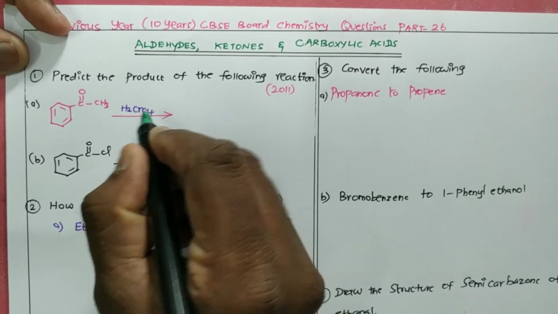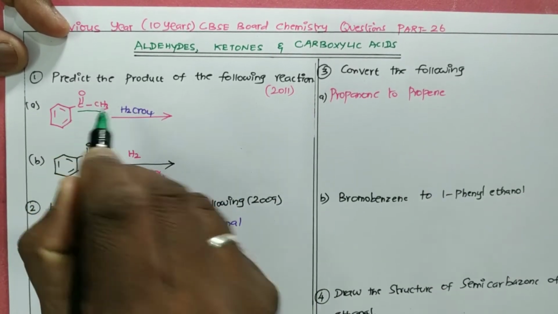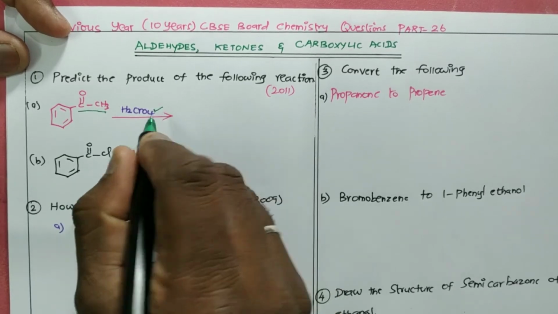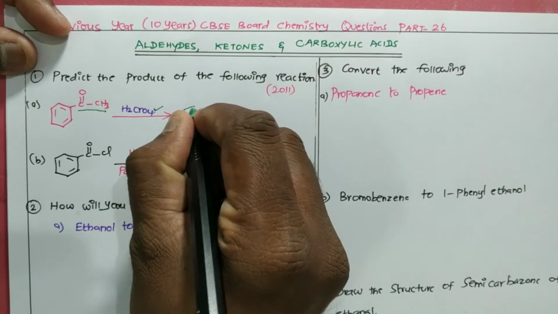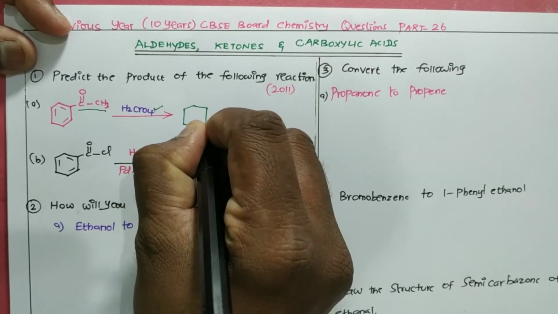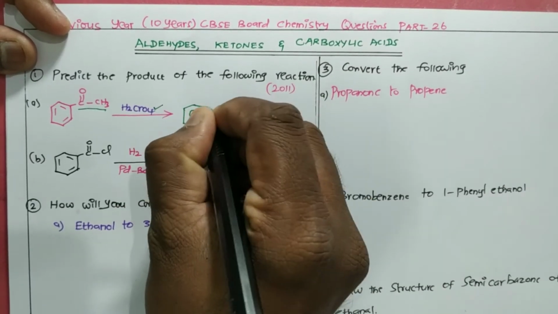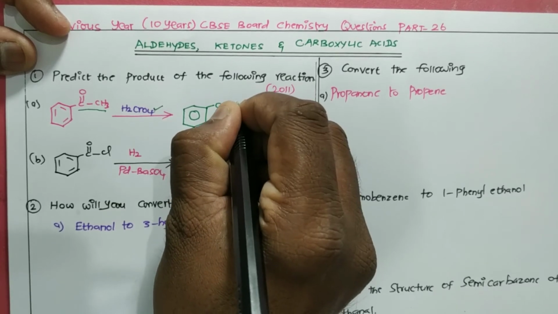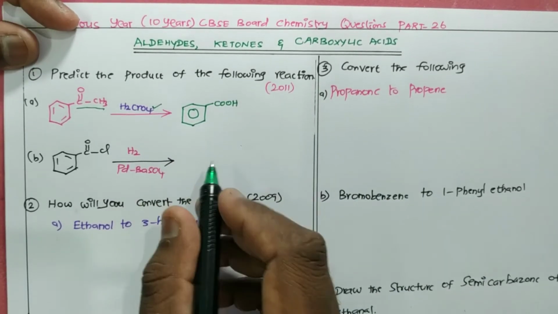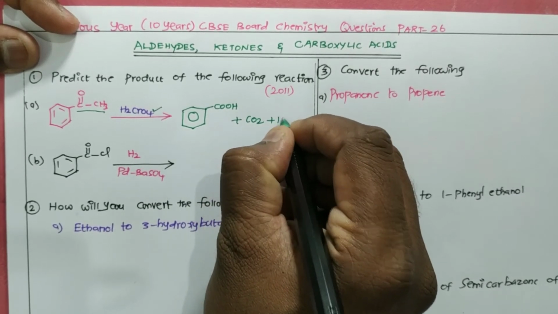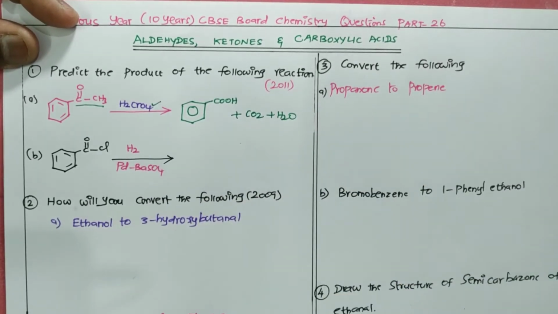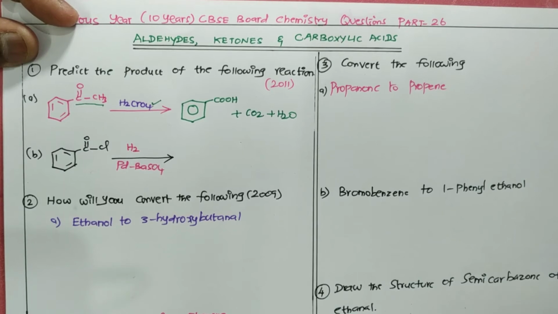Based on the reactant we have, it's a ketone, and we have a strong oxidizing agent. That oxidizing agent will oxidize the compound. Normally this reaction takes place under strong conditions. So I will be getting benzoic acid as a product, along with carbon dioxide and water. That is the product formation.